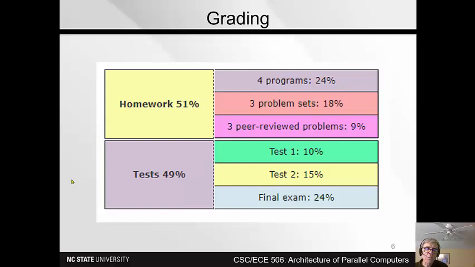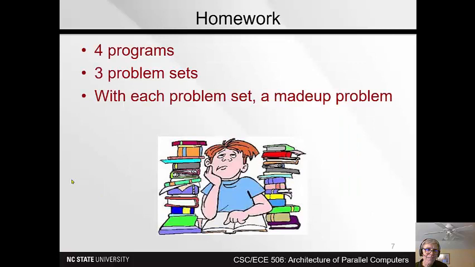There will be 2 midterms and a final. The first 2 programs are going to be parallel programs. The last 2 are going to be simulations of cache coherence. The 3 problem sets will be spaced out over the course of the semester on material that we cover in class. These won't be questions from the textbook. They'll be new questions for which you can't find the answers online.